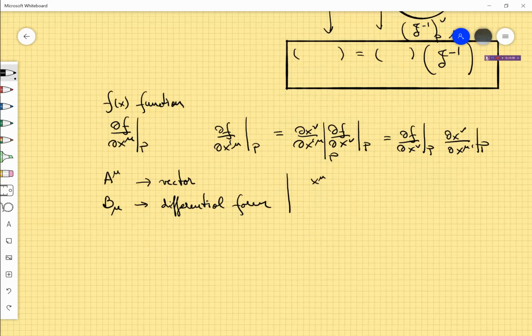The first property that you can find is that if you have a vector and a one form and contract, this is usually called contraction, the fact that you multiply two of these objects with a repeated index, so there is a sum here.